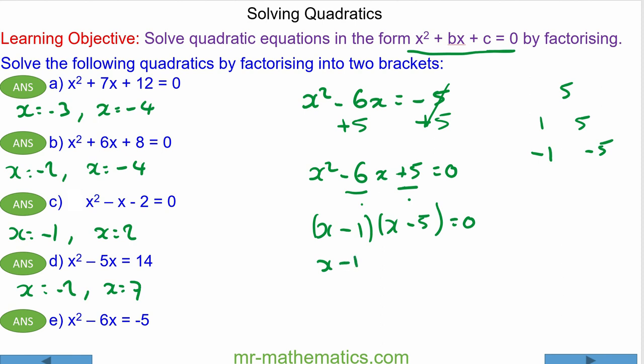So x minus 1 will equal 0, x will equal 1, and x minus 5 will equal 0, x will equal 5.